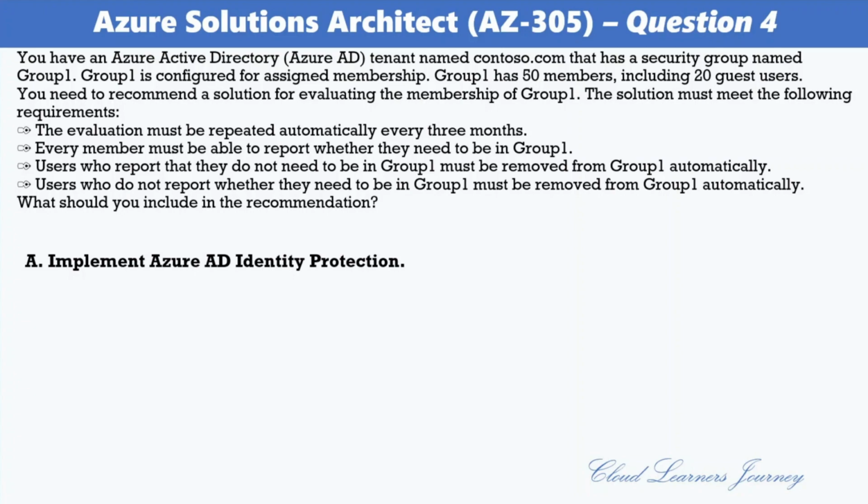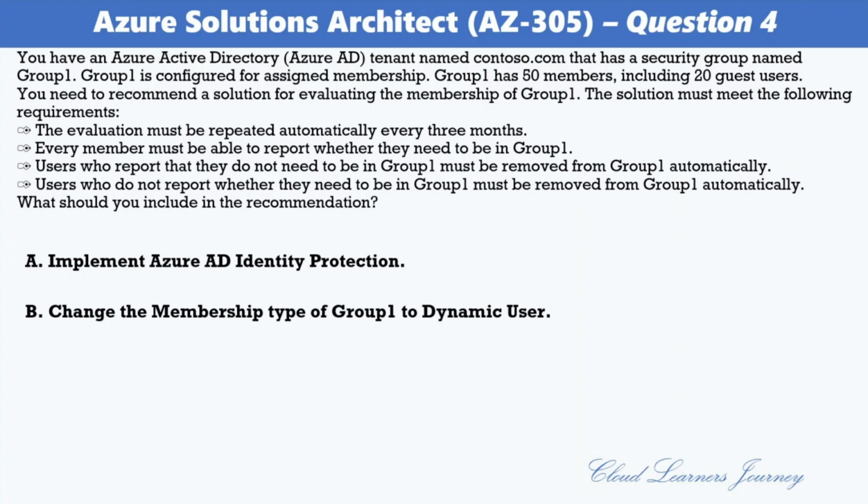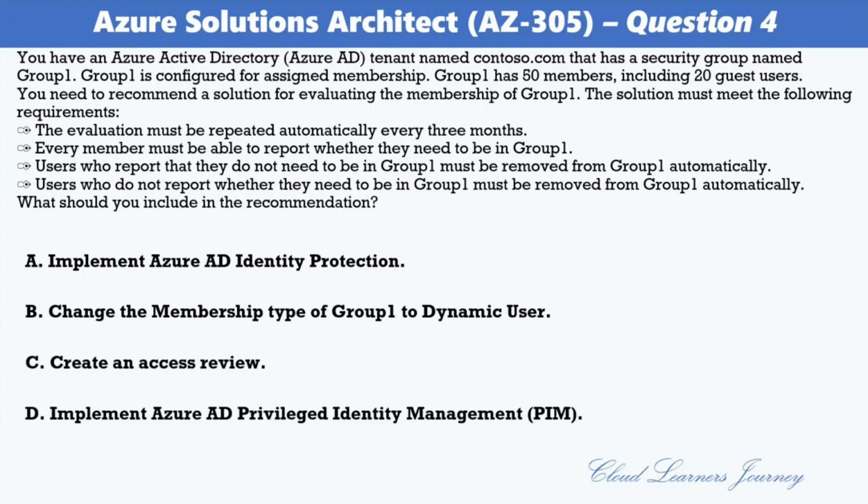And the options are A. Implement Azure AD identity protection. B. Change the membership type of Group 1 to dynamic user. C. Create an access review. D. Implement Azure AD privileged identity management. And the correct option is C. Create an access review. An access review is an Azure AD feature that enables administrators to review group memberships and application assignments and allow group members to confirm whether they still require access or not.